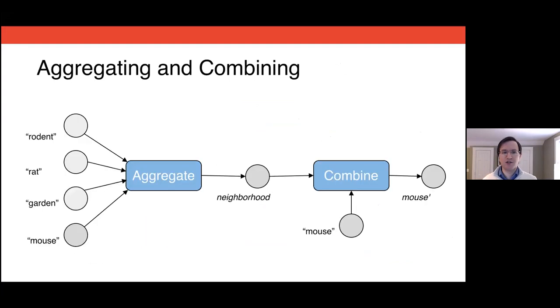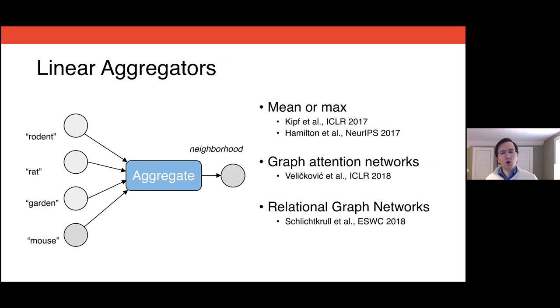And so to answer that question, we turn back to the basic notion of how graph neural networks are defined and look particularly at this aggregate function that is used to define most graph neural networks. The large majority of work on graph neural networks has focused on linear aggregators. That could be something as straightforward as just taking the mean or the element-wise maximum of all the neighbors.